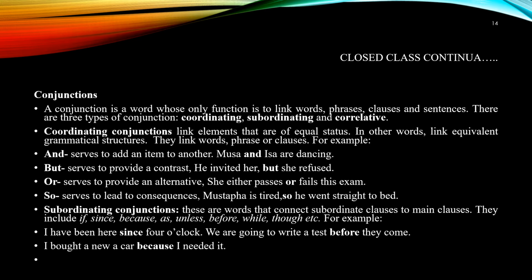From the sentences there, you can see we have many examples of coordinating conjunctions. Then we also have subordinating conjunctions. These are words that connect subordinate clauses to main clauses. They include words such as if, since, because, as, unless, before, while, though, etc. For example, let's see the examples in sentences. I have been here since 4 o'clock. We are going to write a test before they come. I bought a new car because I need it. So you can see since, because, and before all serve the function of subordinating conjunctions. They provide conditions.